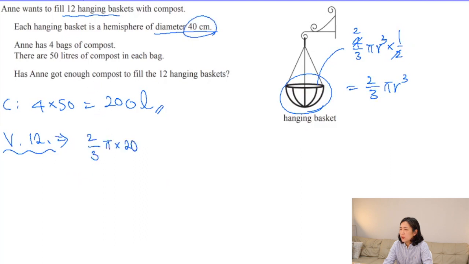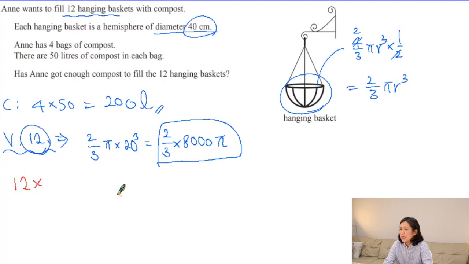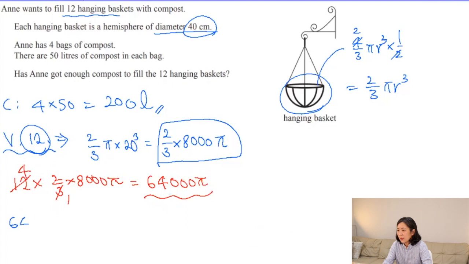The 20 cubed will be 8,000, right? Now let's not calculate it, let's do it all together. Since this is one hanging basket, don't forget to times 12 as well. We can simplify it and end up with 8 times 8,000 pi. That will be 64,000 pi. Now we come up with the 12 lots of hanging baskets. So the volume of 12 lots of hanging basket is 64,000 pi.